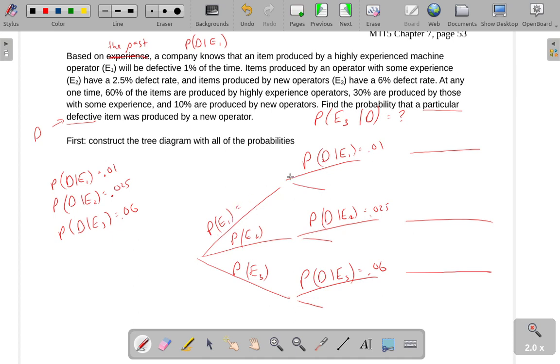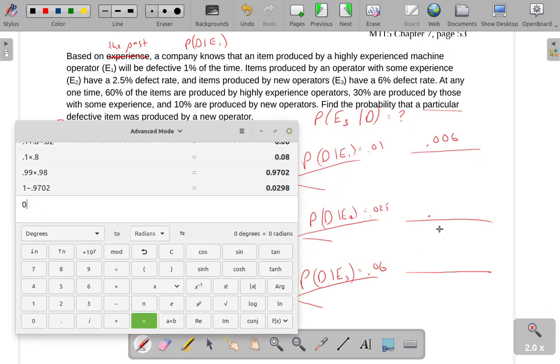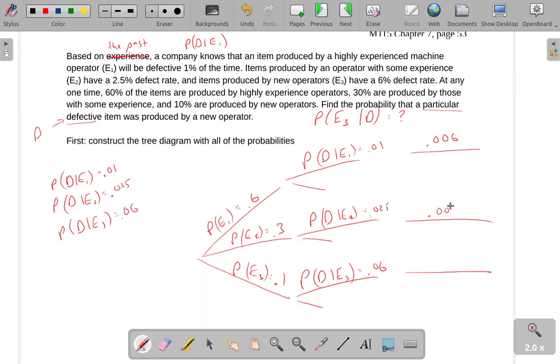The probability of E1, we know that 60% of the items are produced by highly experienced operators. So if you have an item, there's a 60% chance it came from a highly experienced person. There's a 30% chance it came from somebody with some experience, and a 10% chance it came from a new person. So multiplying these together, we get 0.006. I should probably actually plug that into my calculator. 0.3 times 0.025, which gives us 0.0075. And this one is also 0.006.